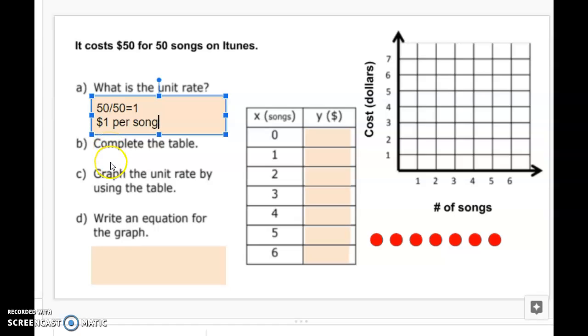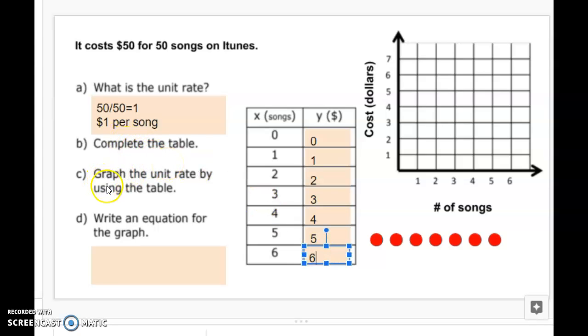Part B says to complete the table. So let's fill in what we know. Well, our unit rate tells us that one song costs $1. So our x value is one song for $1. Well, I know that if I buy 0 songs, I pay $0. 2 songs would be $2. 3 songs, $3. 4 songs, 4, 5, and 6. So that is part B.